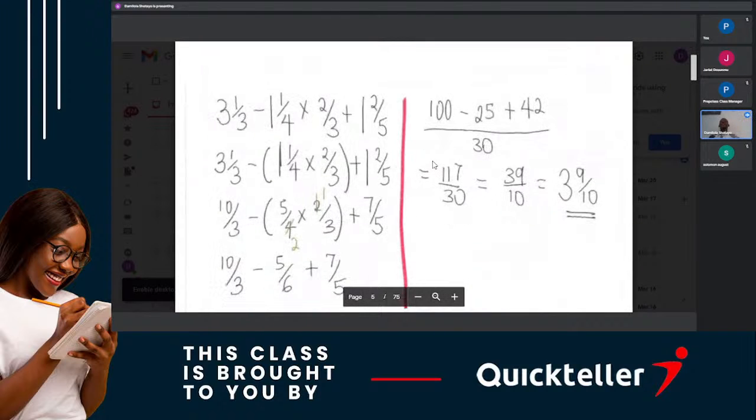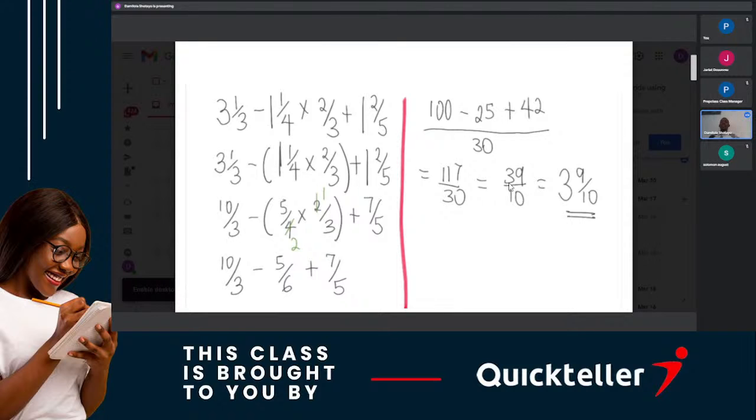So I did 3 whole number 1 over 3 minus 1 whole number 1 over 4 times 2 over 3 plus 1 whole number 2 over 5. Very straightforward. So I put the multiplication in brackets. Then I first of all caged the multiplication. Then I converted it from mixed fraction to improper fraction. So 3 whole number 1 over 3 became 10 over 3. How? 3 times 3 is 9 plus 1. That's how we change from mixed fraction to improper, and that's the first step.